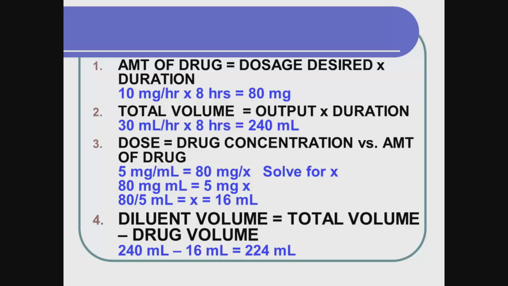So I need to draw up 16 milliliters of that 0.5% solution and put it into the nebulizer cup. Now I need to figure out how much diluent I need to put in there. Well, if I needed 240 milliliters, and I have 16 milliliters of drug, that means I have to put 224 milliliters of saline into that nebulizer also. This will allow me to deliver 10 milligrams per hour for 8 hours, given that my nebulizer has 30 milliliters per hour of output.